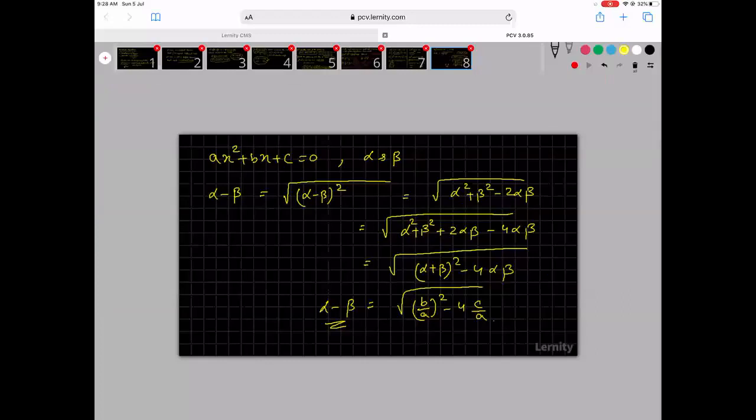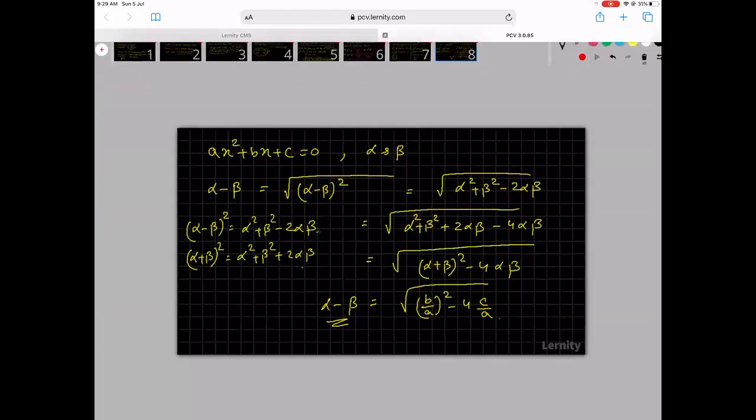Alpha minus beta the whole squared is equal to alpha squared plus beta squared minus 2 alpha beta. Now alpha plus beta the whole squared is equal to alpha squared plus beta squared plus 2 alpha beta. So I am going to write this in this form. So I'll add and subtract. So I'll get alpha square plus beta squared minus 2 alpha beta plus 2 alpha beta minus 2 alpha beta. So now this and this will give me alpha plus beta the whole squared. Now this will give me minus 4 alpha beta. So that is it. That is how you will work.